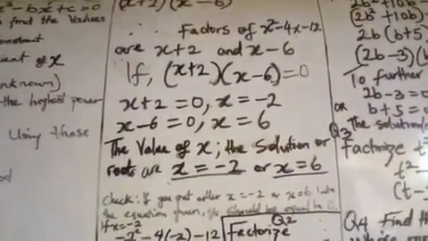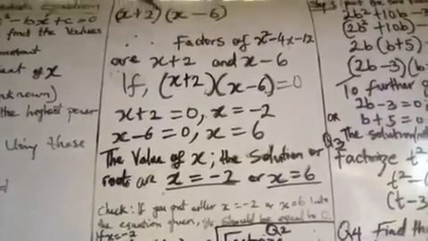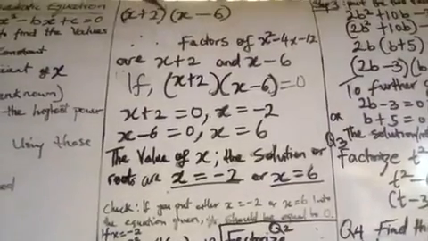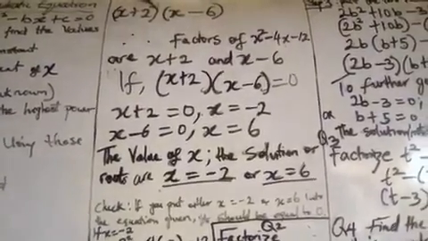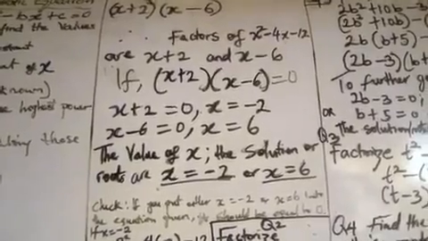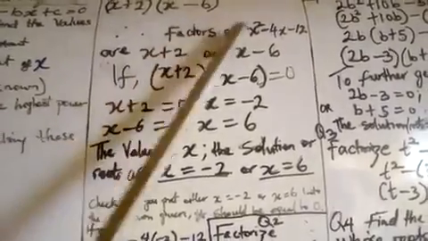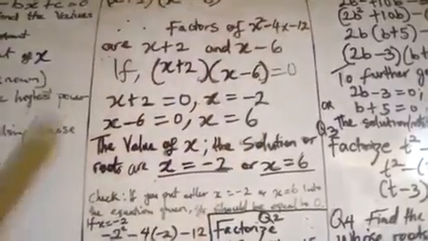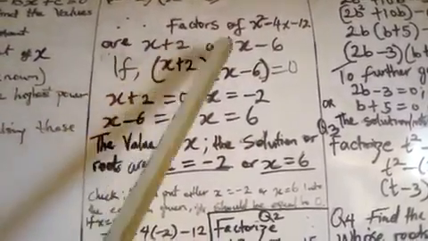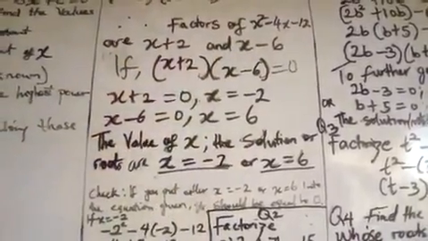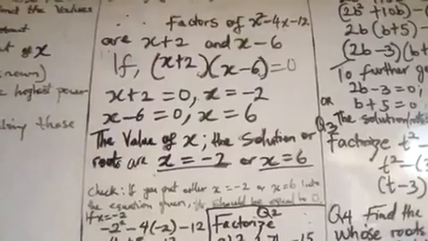By the time you get those two factors, you have been able to factorize that quadratic expression. So the factors of x squared minus 4x minus 12 are what? x plus 2 and x minus 6.